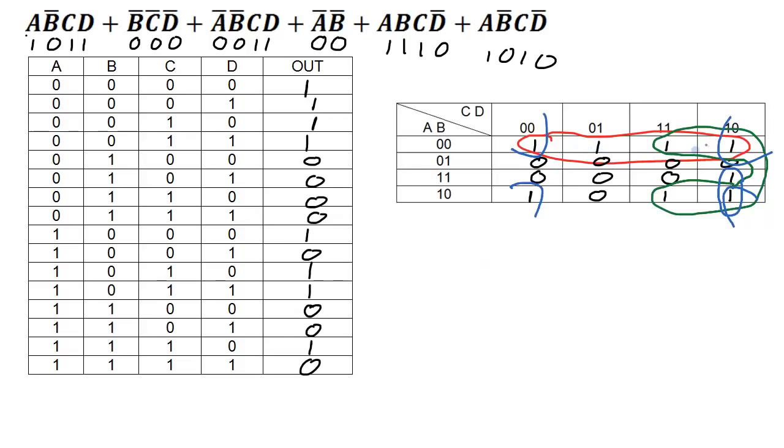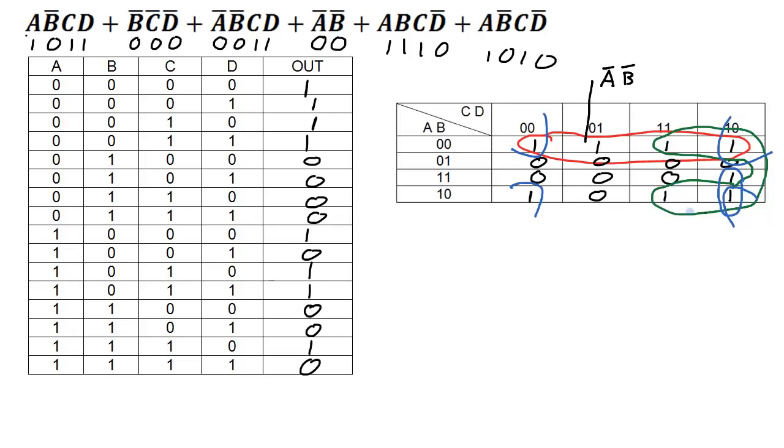So let's look at first at the red cell here. This is the row where A is equal to 0, B is equal to 0. C and D are changing as I move from column to column, so they won't be in the expression. So that cell there will be not A, not B, because both A and B are 0 for that.